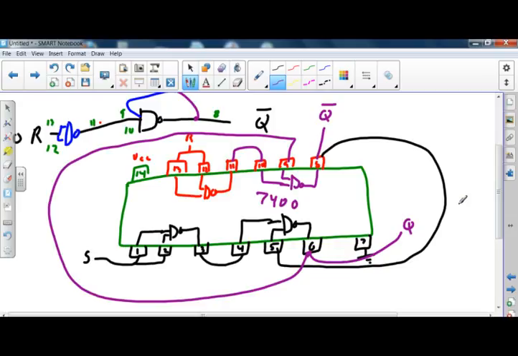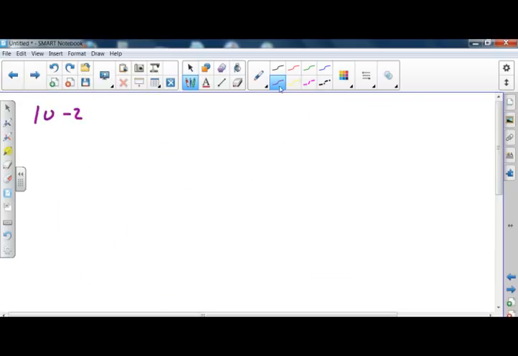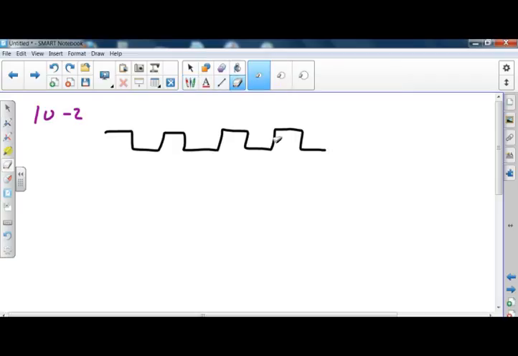Number 2. 10-2. Want me to go back to that one so you can look at it more? Yes? No? Okay. You're good? Okay. Number 2. Sketch Q. All right, so I've got a gate. How many do I need? 1, 2, 3, 4. 1, 2, 3, 4. I guess that's too many. All right, so there's my gate.